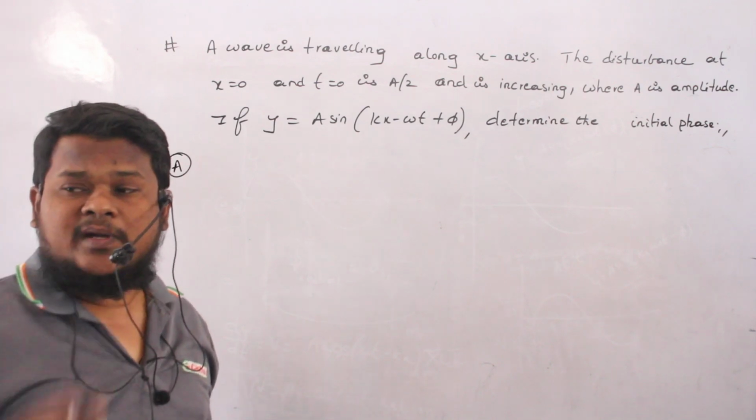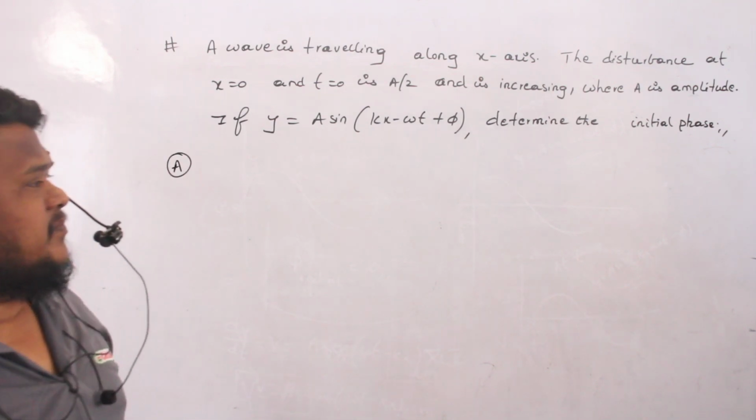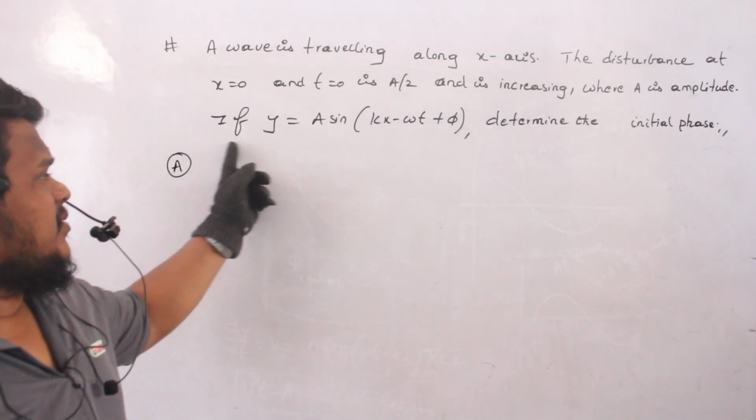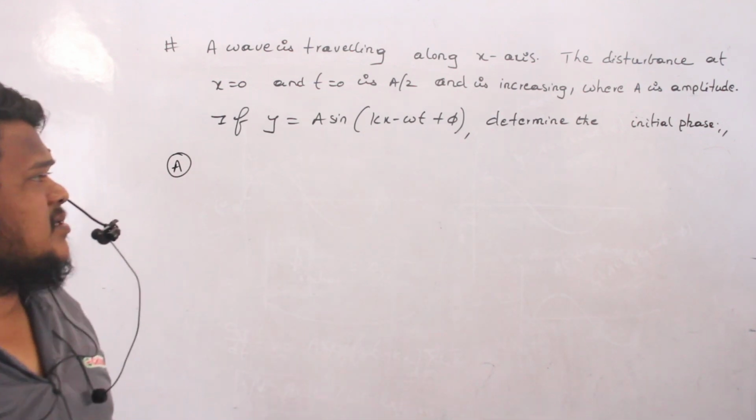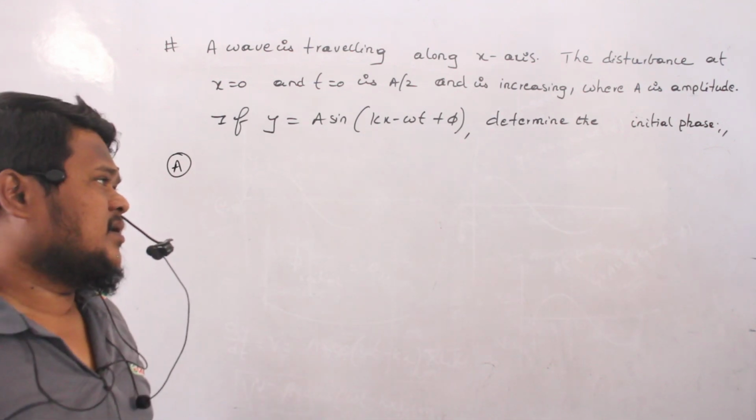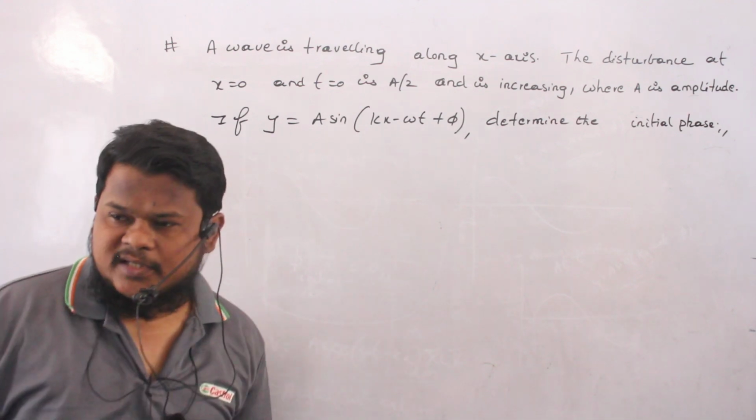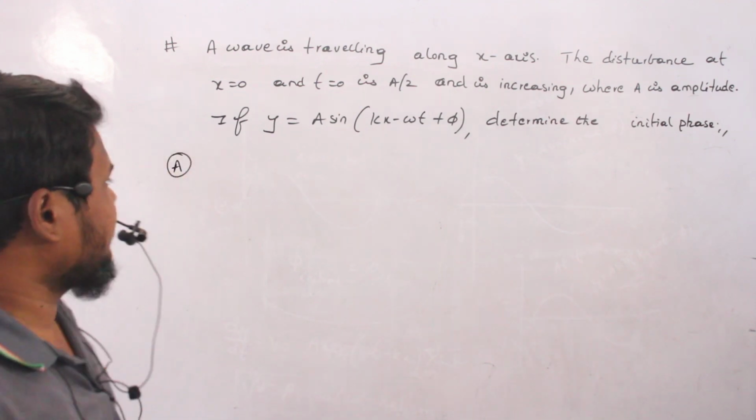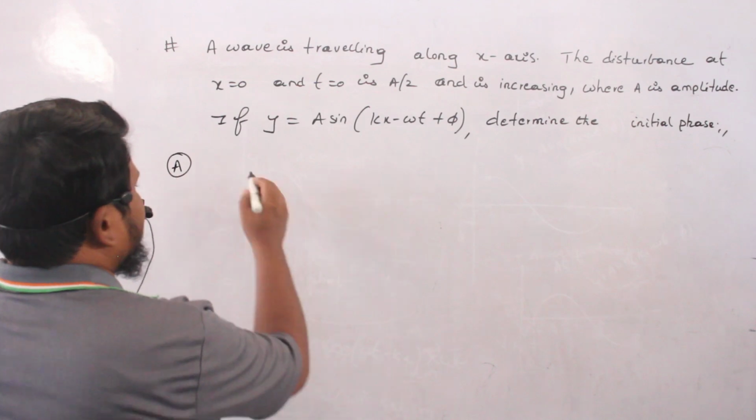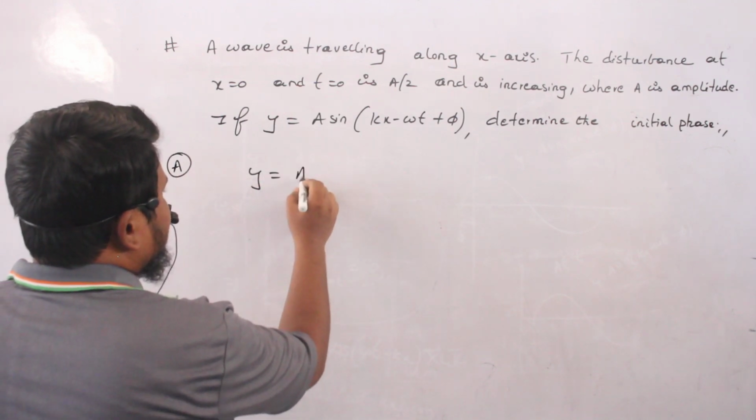What is the meaning of this? It means that the velocity of this particle is positive. That is what I understand. So if y is given by the function sin(kx minus omega t plus phi), then determine the initial phase. That is the condition.